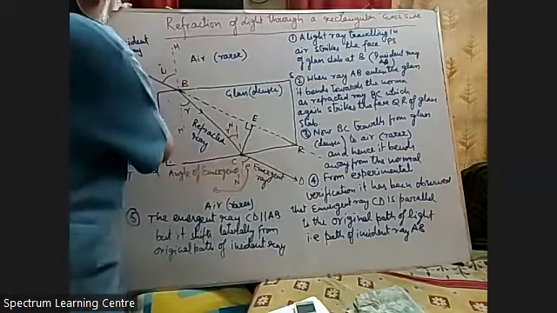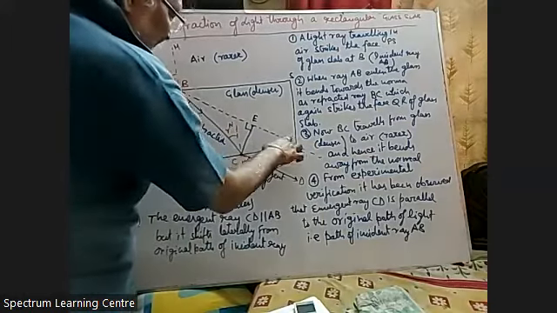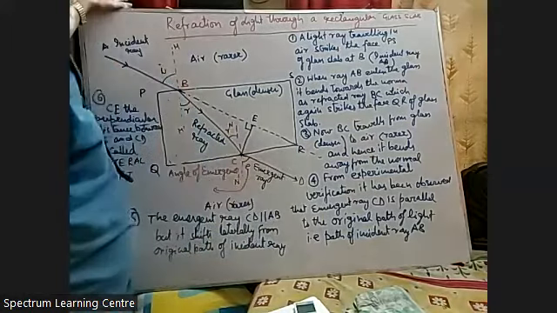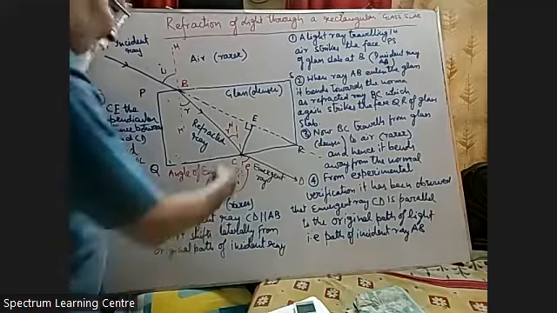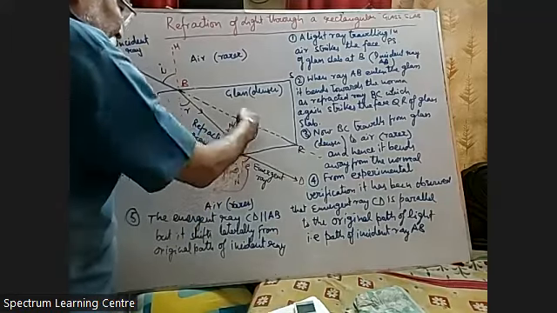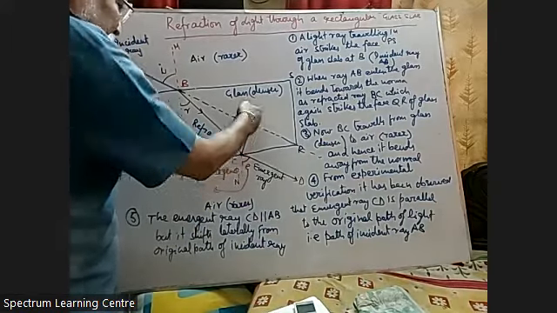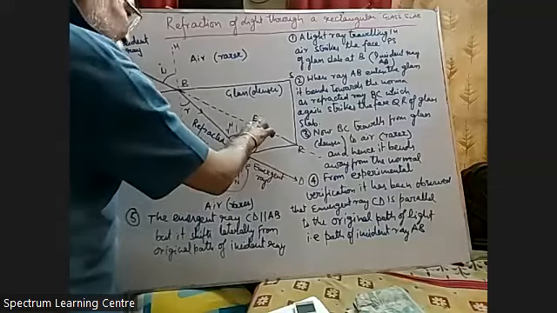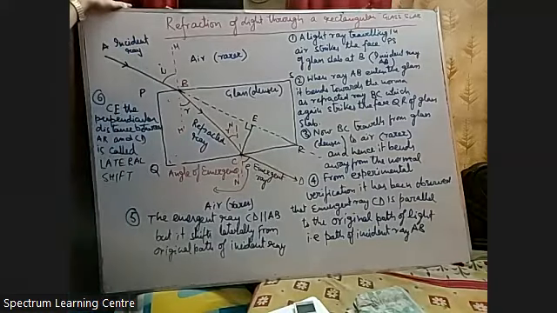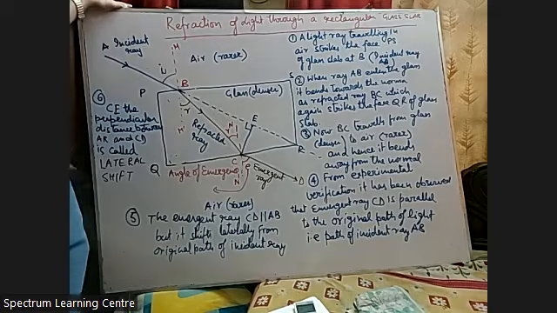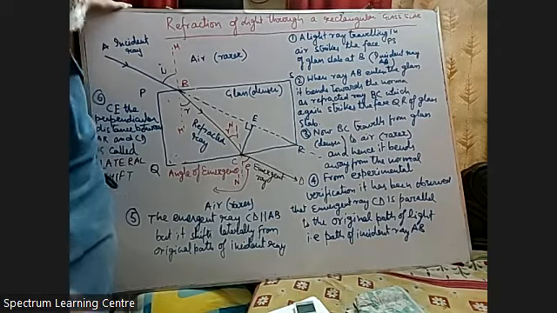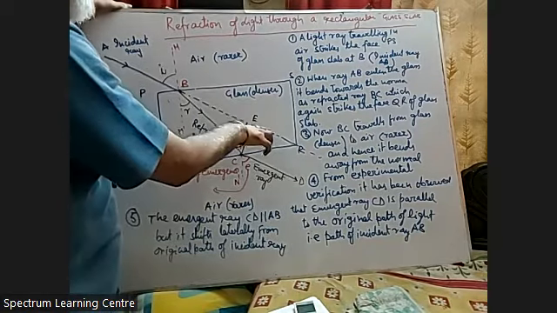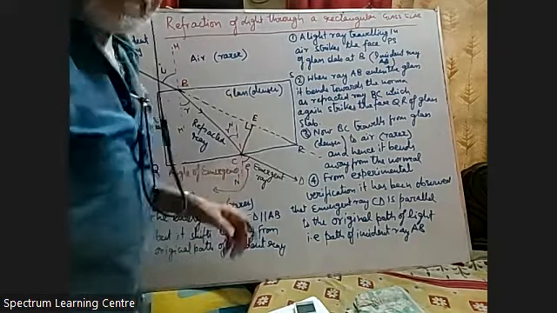Experimentally, it has been found that the original path is parallel to the emergent path. But there is a shift between them, and the perpendicular distance between these two parallel lines is known as lateral shift. This will not happen in a prism. The next topic is prism.